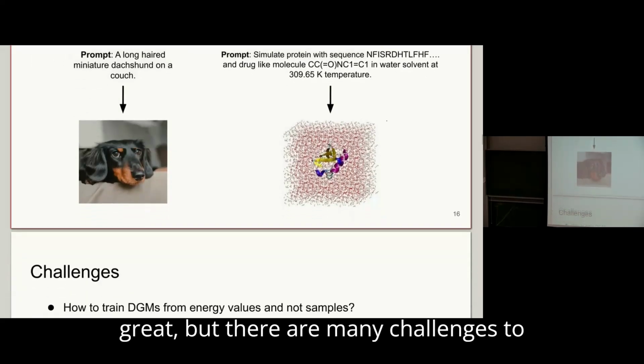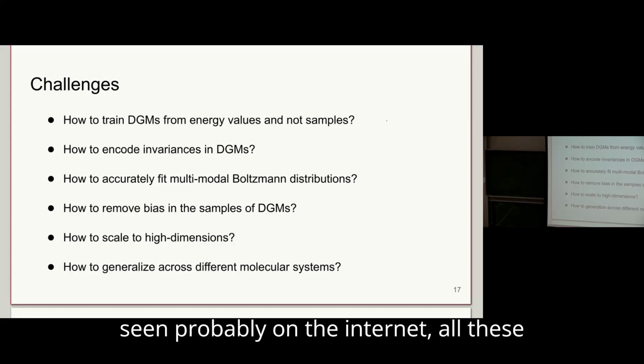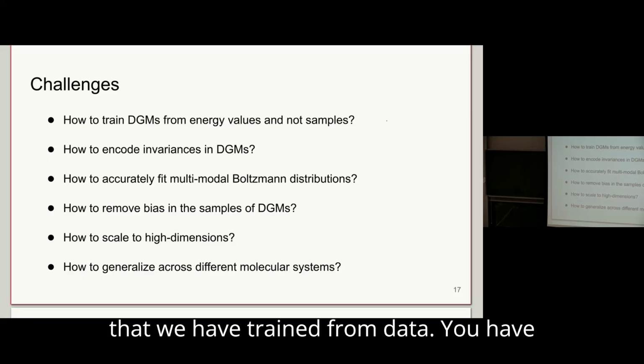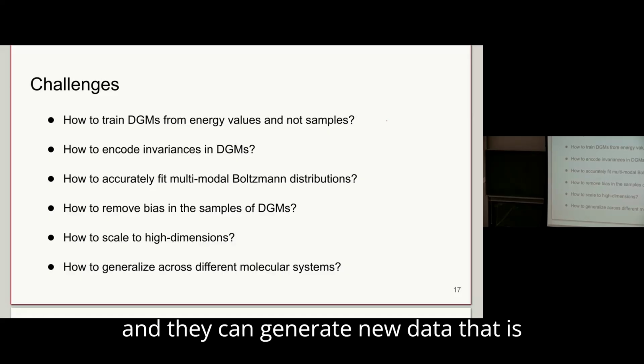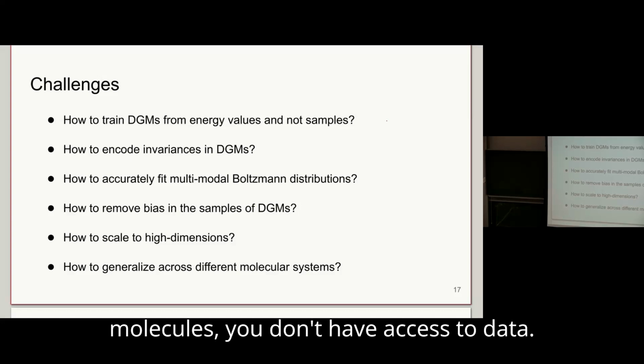This sounds great, but there are many challenges to achieve something like this, okay? First, deep generative models, the ones you have probably seen on the internet, all these fancy images generated by AI, have been generated by models that were trained from data. You have data with millions of images, data with tons of seconds of video, and the models are trained on that data, and they can generate new data that is similar to what they saw at training time. In this case of simulating molecules, you don't have access to data.